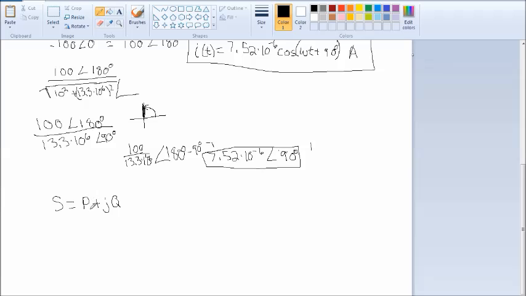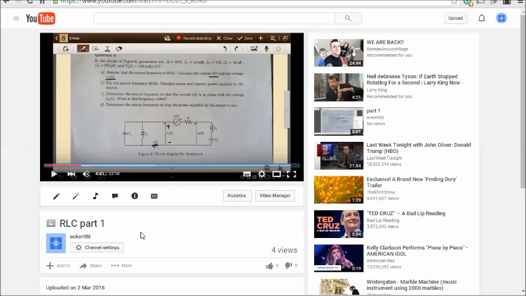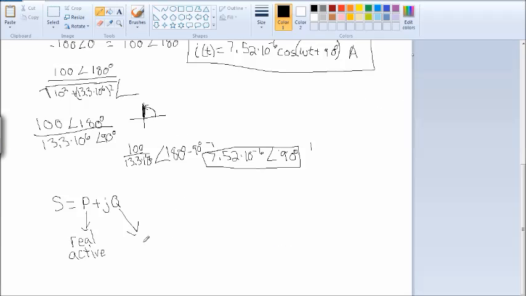Active and reactive. Active power is your real power. P is real, active. Q is reactive, so it's imaginary. And reactive.